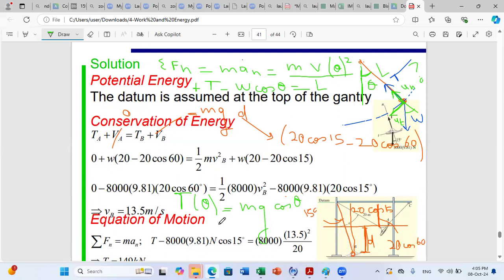plus mv square over L. This problem can be challenging, because one term will increase with theta and one term will decrease with theta. But here it's very clear: as theta is reduced and you move downward, the projection of the weight along UN will increase. So this component mg cosine theta will increase as you move downward. Plus, when you move downward, what is happening from the energy conservation view?